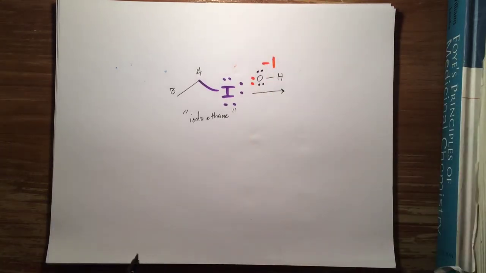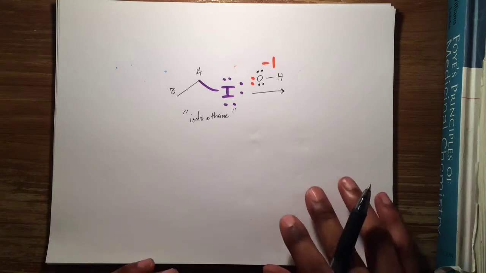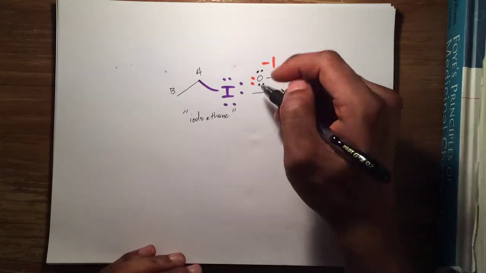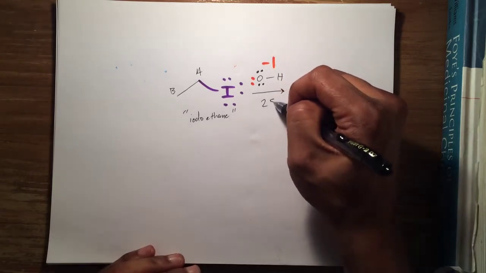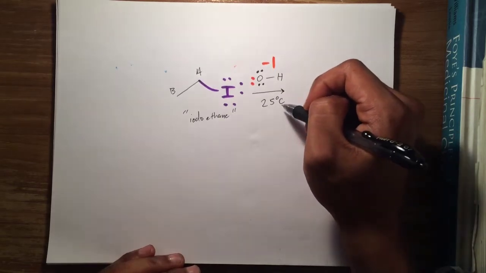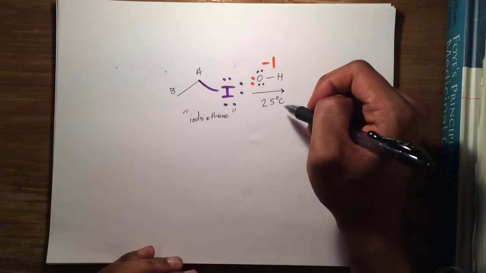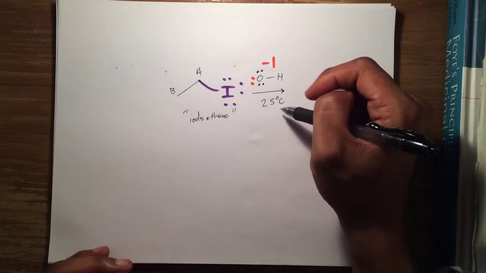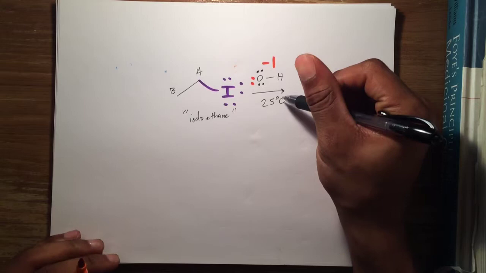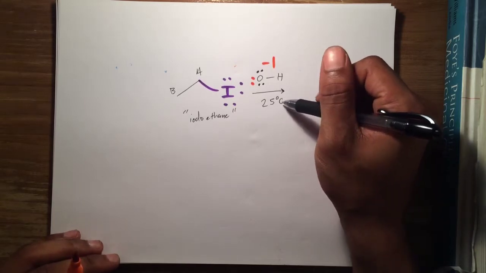This hydroxide. There's a specific reason why we're going to use hydroxide with our iodoethane. And we're going to put it at 25 degrees Celsius. We never talked about that. And specifically in this video, we're going to talk about the potential energy diagram related to this Sn2 reaction. But specifically right now, we want to focus on these reaction conditions.